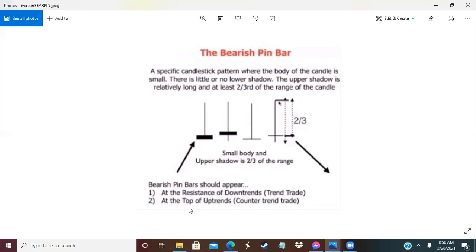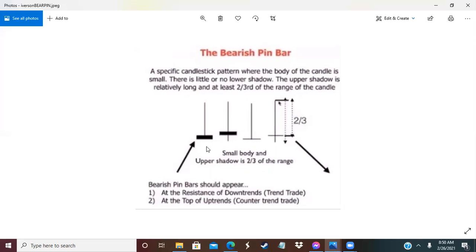Or you can see it at the top of an uptrend. So when the stock is moving upward, and then you catch this at the top of the uptrend where, you know, there should be a point basically where the stock should have to come down a bit before going back up. And that is considered a counter trend trade, a little bit more risky, but still doable.